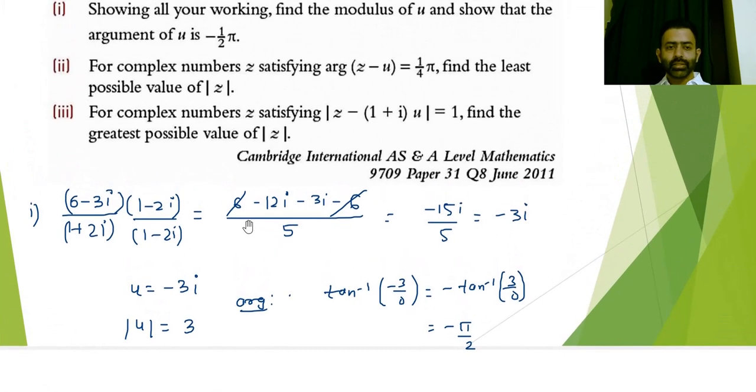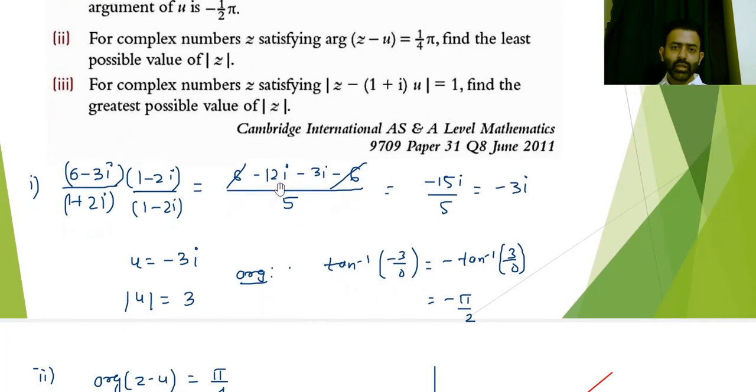Second part. Third part says that for the complex number z satisfying this equation, we have to find out the greatest possible value of root 3. So first of all, let us find out this complex number, that u was minus 3i. If I multiply 1 plus i to this complex number, that is going to be the center of this circle. I'm saying this circle because we have already done that mod of z minus something is equal to 1. This is your equation of a circle in the complex plane.